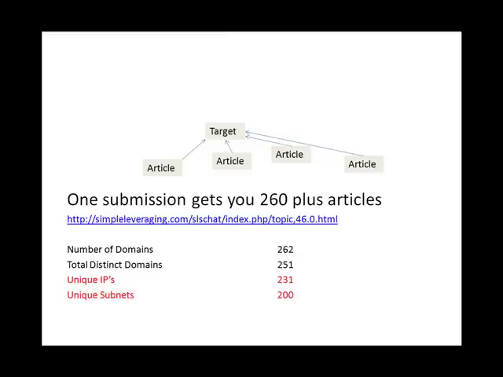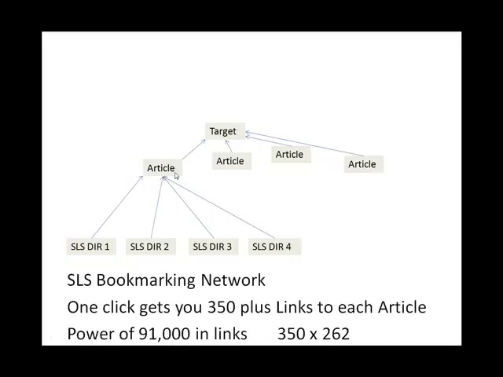It's really cool. From our point of view, you plug into each of the articles on the article directories the entire Simple Leveraging bookmark network. So we've said in the previous link, one submission gets you 262 articles printed on separate domains. With Simple Leveraging, if you plug that into each one, one click gives you 350 plus links to each of the article directories that your articles are on. So suddenly, can you see the power here? 350 into 260.